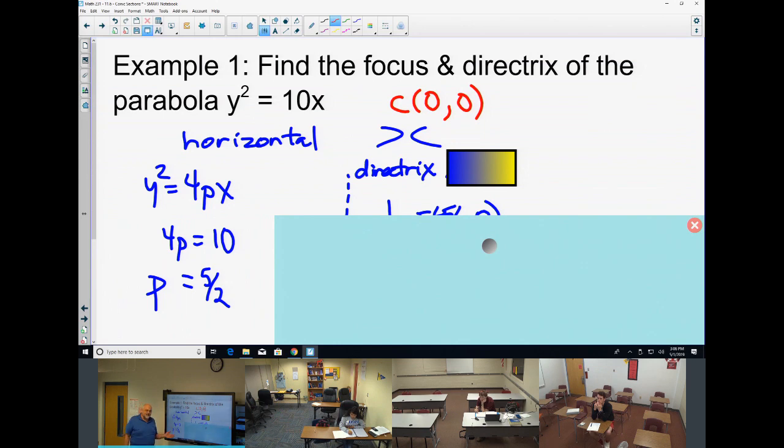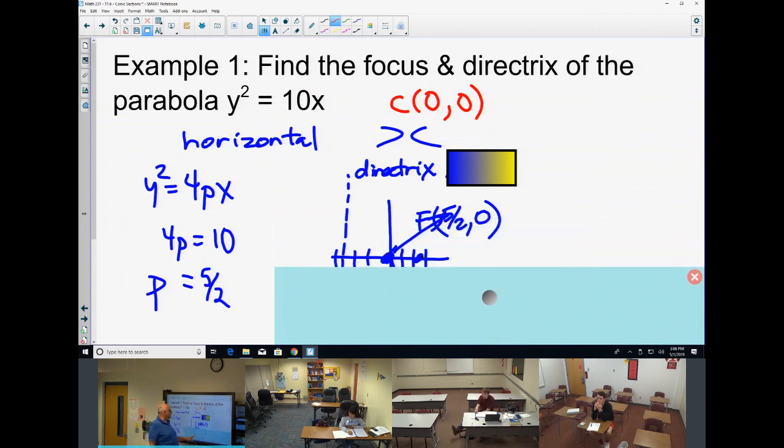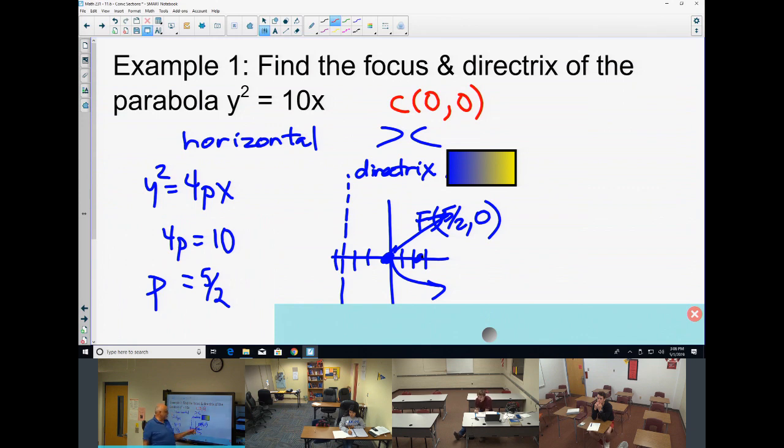All right, and it's positive. So that means from the origin, (0, 0), you're going to count over 5 halves, so 2.5. So the focus is at (5 halves, 0), and the parabola opens to the right. If the p was negative, then you would count over the other direction and the parabola would open to the left.